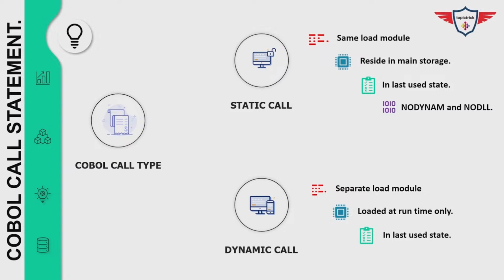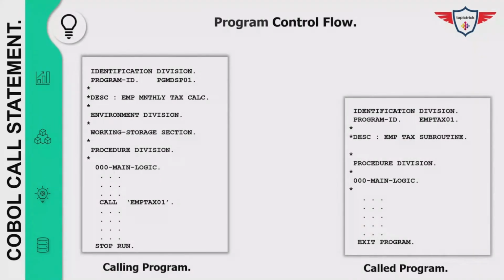And the last point is the compiler option which is used to compile the program is NODYNAM and NODLL for static calls, and for dynamic calls it would be DYNAM and NODLL. Now let's focus on an example so that you can understand how exactly control is flowing from main program to subprogram and how exactly control returns back to the main program.